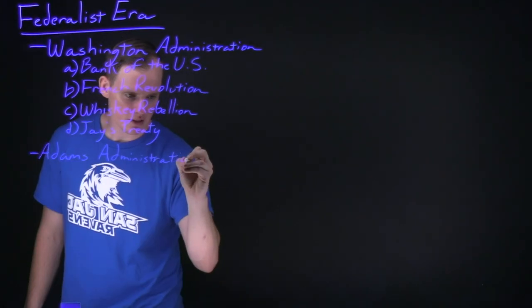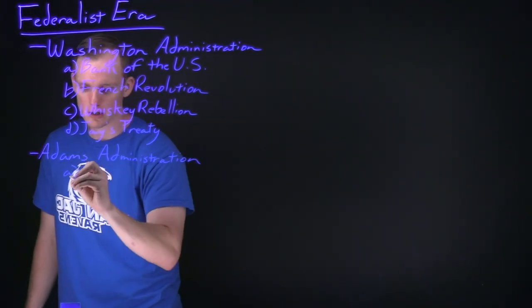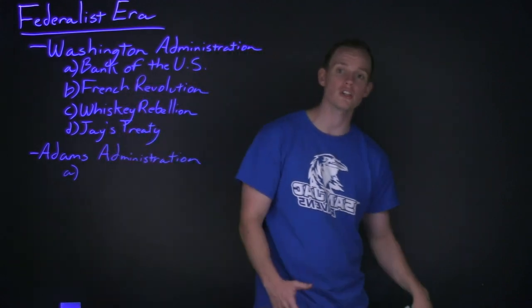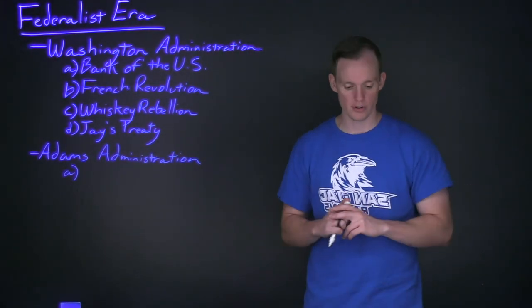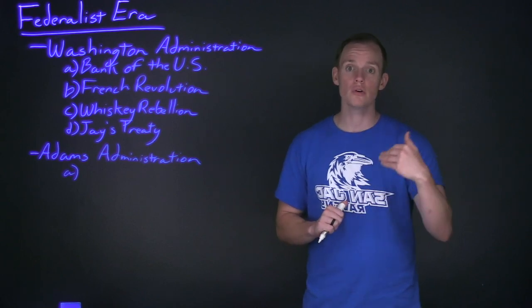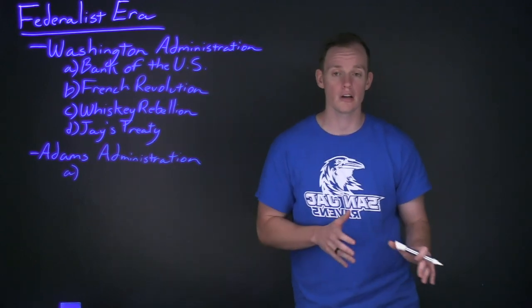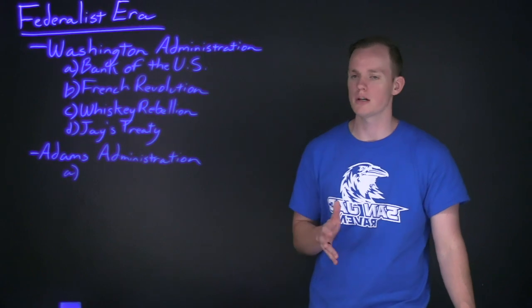But effectively, Adams would begin his administrative term on March 4th, 1797. And when he begins his administration, he promises Americans that he would carry on the legacy of Washington. He also makes it clear that he will want to continue to expand the federal government.